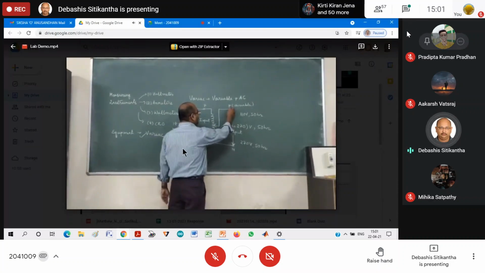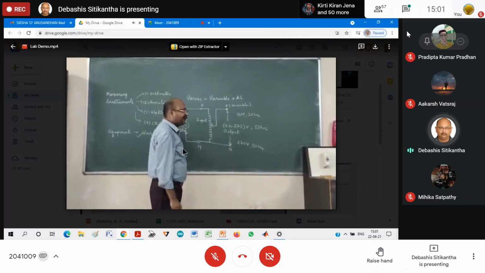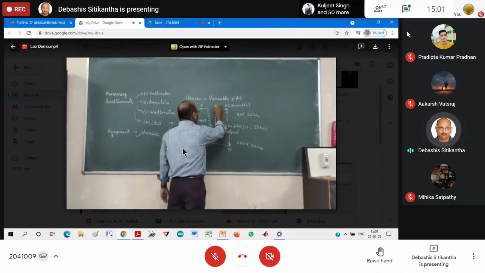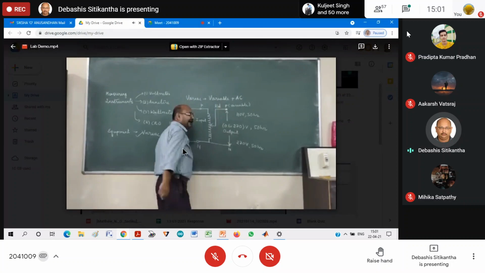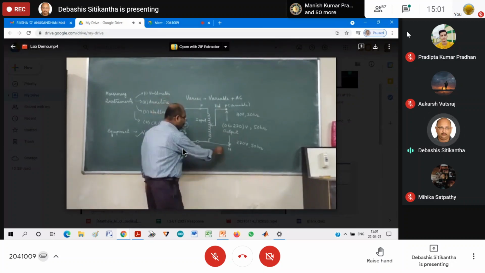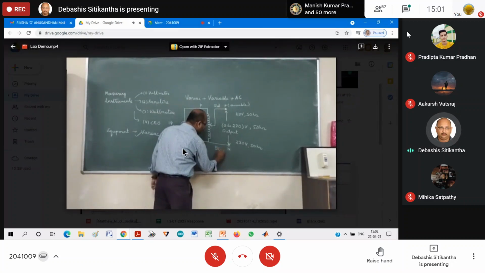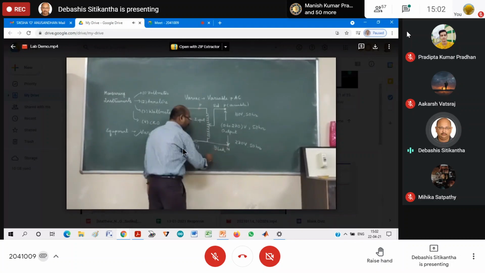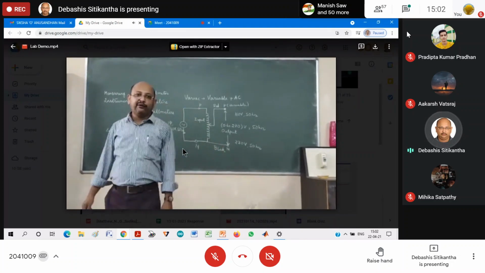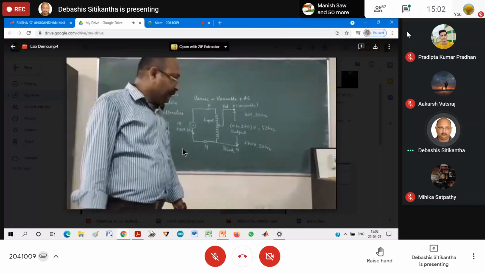That means this knob, which represents the phase terminal, will be represented by a red color knob, and this one by a black color knob. So I will show you practically how a variac is connected in a circuit.